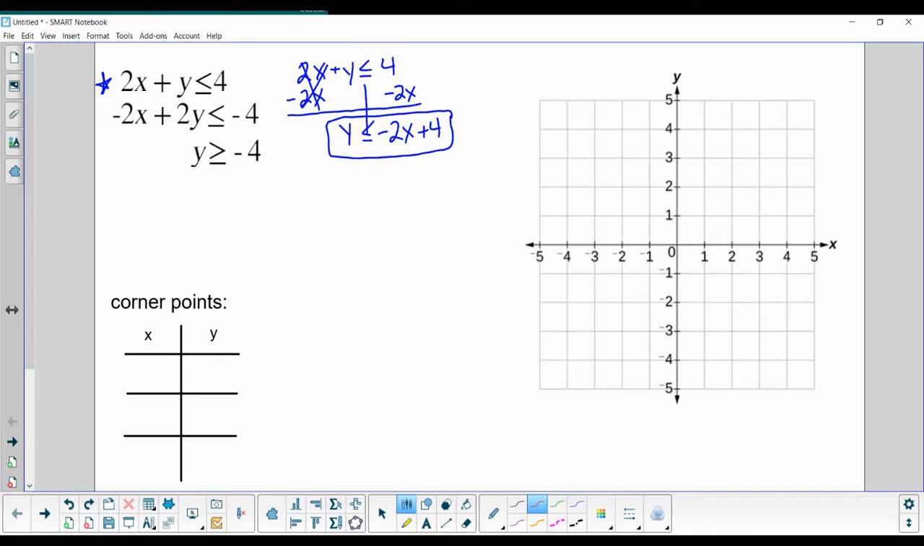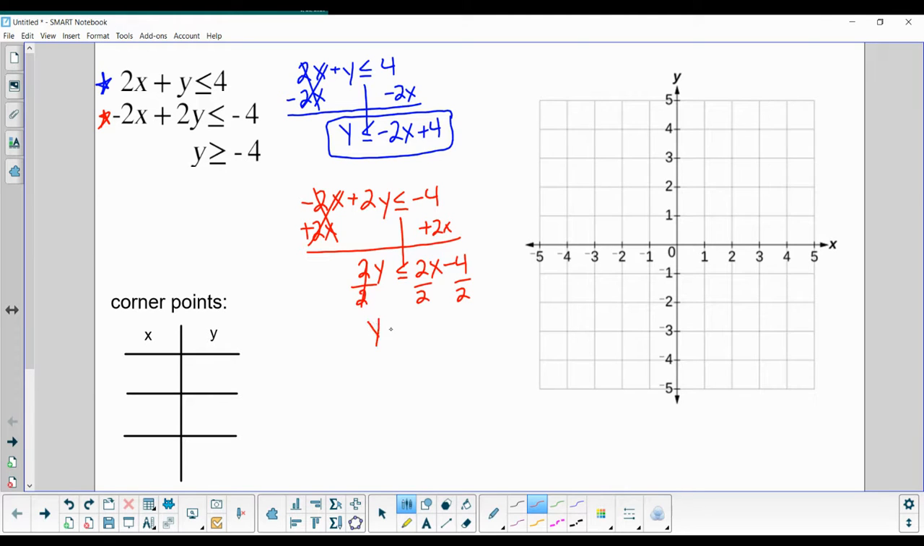The next thing I'm going to do is this second equation. I have negative 2x plus 2y is less than or equal to negative 4. So again, I need to move this x, but this time it's a negative 2x. So I'm going to add 2x to both sides. These cancel. I get 2y is less than or equal to 2x minus 4. And then, like I said before, we have to divide everything by the number that's in front of the y in order for that to cancel. So y is less than or equal to 2 divided by 2, which is 1x, minus 4 divided by 2 is 2. So there's my second equation.